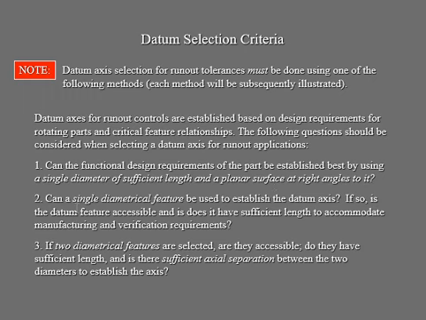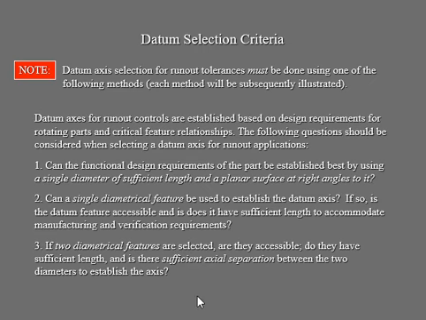Then you're going to think about, can a single diametrical feature be used to establish the datum axis? So if so, is the datum feature accessible, or does it have sufficient length to accommodate the manufacturing and verification requirements? Meaning, by using this control, can we do the manufacturing and verification? That's all. So make sure that you put everything in your own words, which is easier for you to translate the whole thing like this.